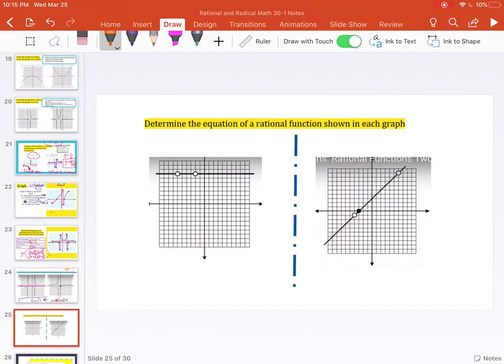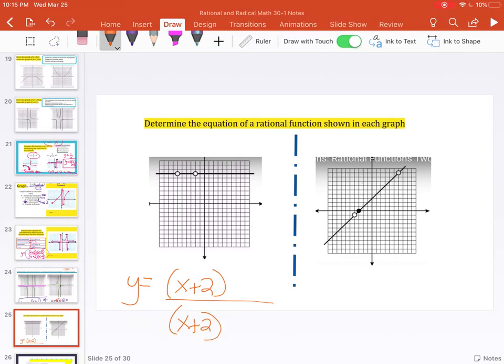All right, let's keep looking at equations here. So in this graph, there's a couple different answers for this graph. So I have a point of discontinuity at -2, which means I need a factor of x plus 2 on both my numerator and denominator.